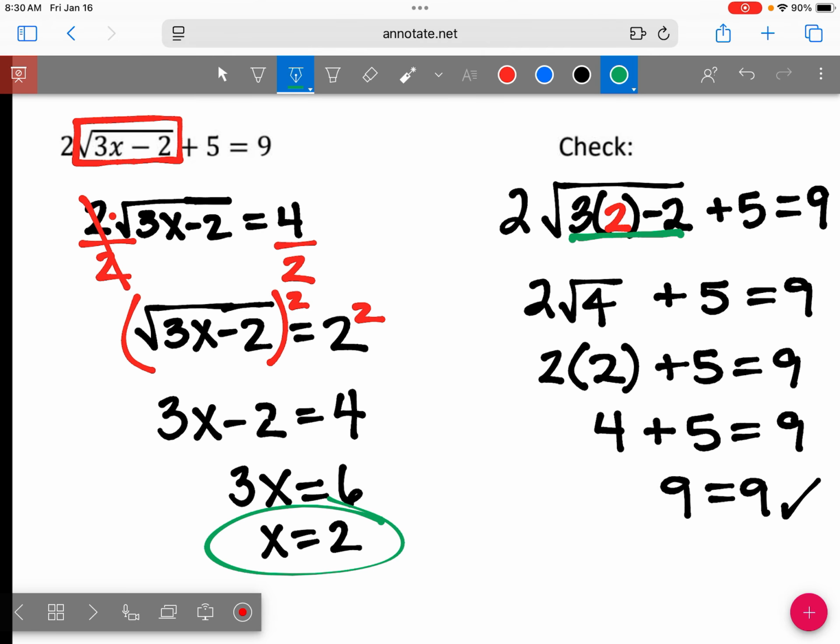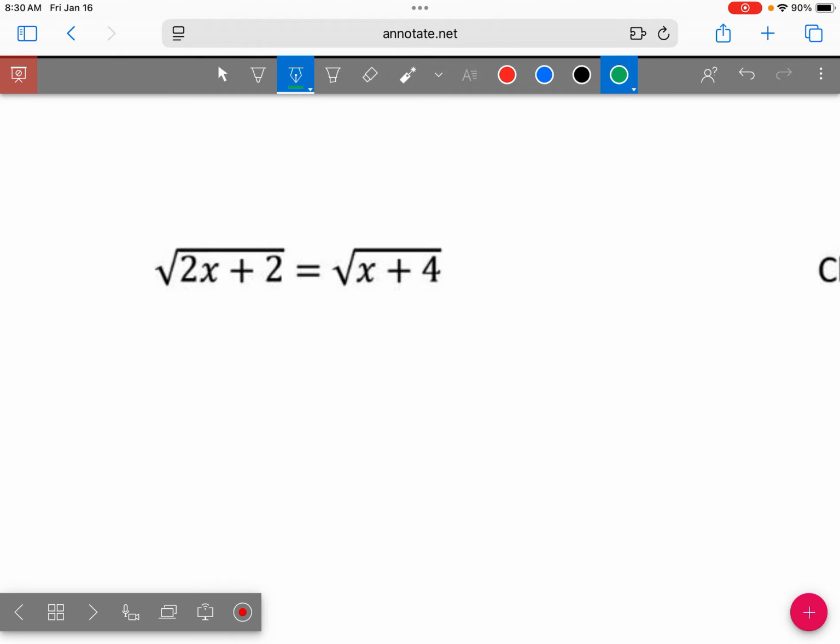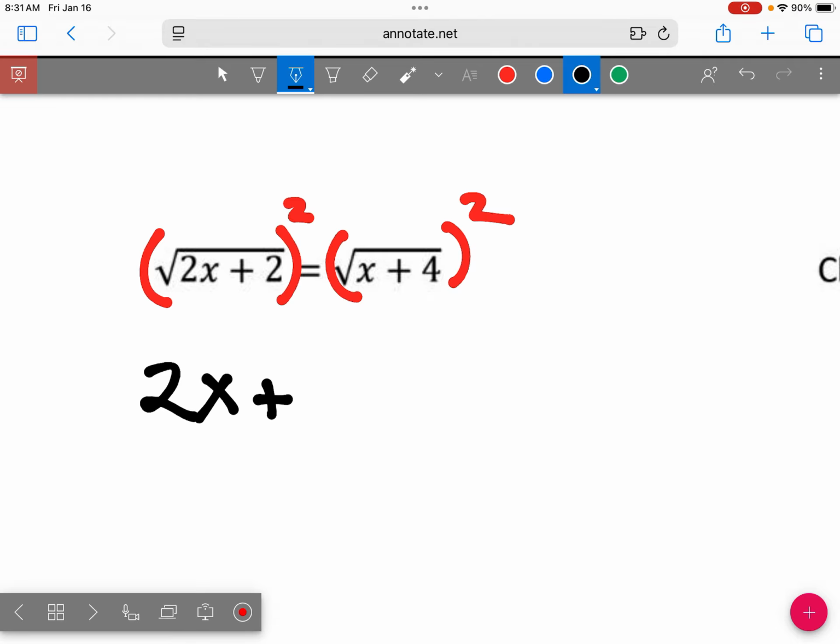Okay. So last 2. So this one is actually a little easier because see how we have 2 square roots, right? So when there's 2 square roots, we just square both sides. And we get rid of them on both sides. So that'll be 2x plus 2 equals x plus 4. All right, go ahead and solve that.